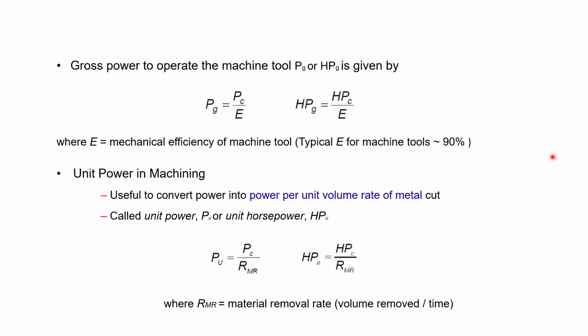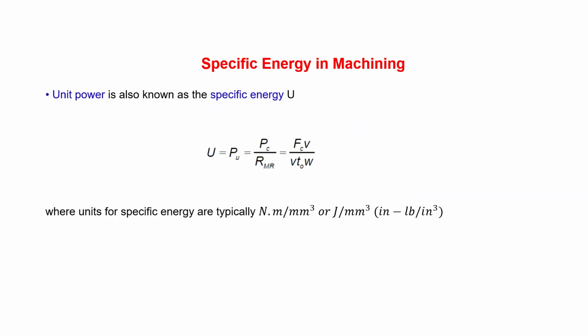The unit power in machining is useful to convert the power into a power per unit volume rate of the material cutting, and it's called the unit power P_U, or the unit horsepower HP_U, and this can be found by dividing the cutting power by the rate of material removal, which is how many cubic millimeters we are going to remove per second or per minute. The specific energy in machining, also known as unit power, U, is going to be equal to the P_c divided by the rate of material removal, or it can be simplified to be equal to the cutting force multiplied by the cutting velocity divided by the cutting velocity multiplied by the initial thickness multiplied by the width. So the unit for that is going to be joule per cubic millimeter.